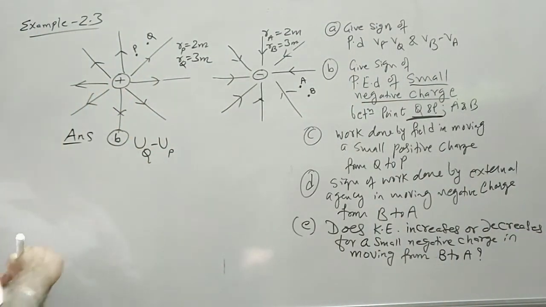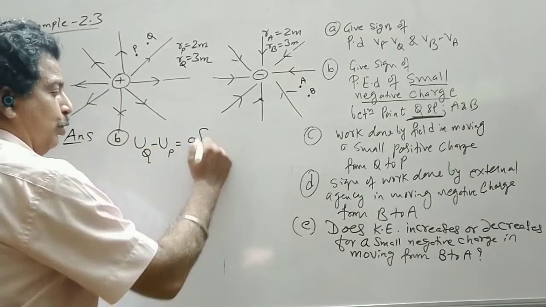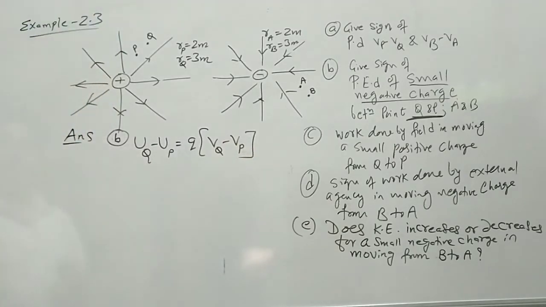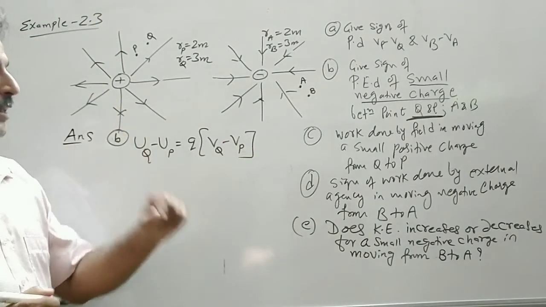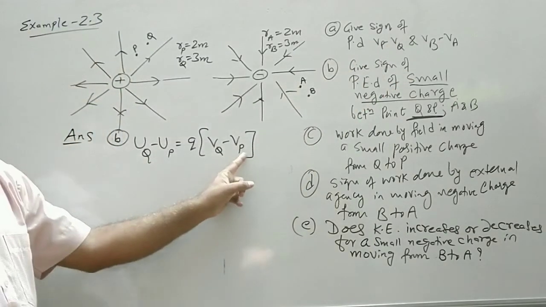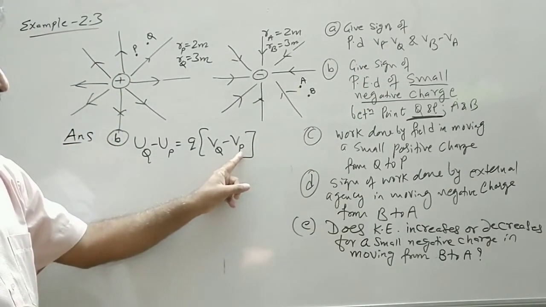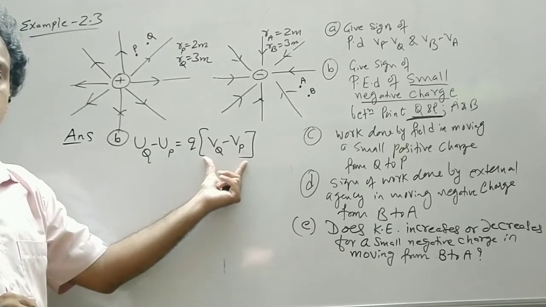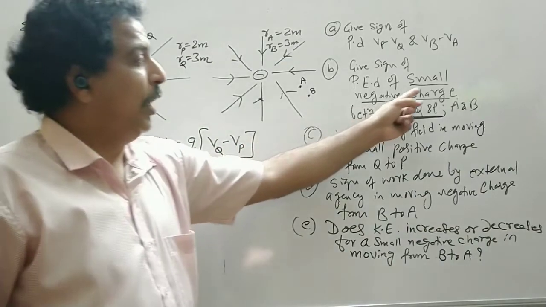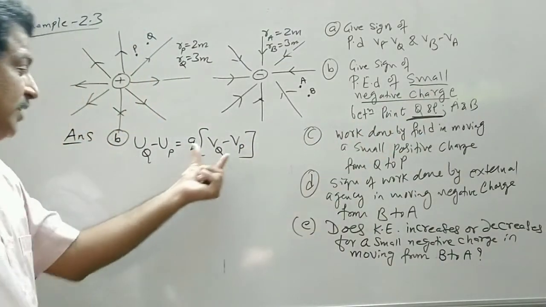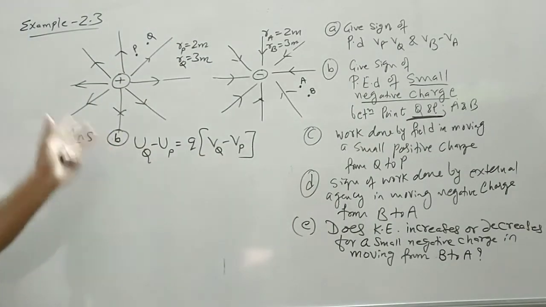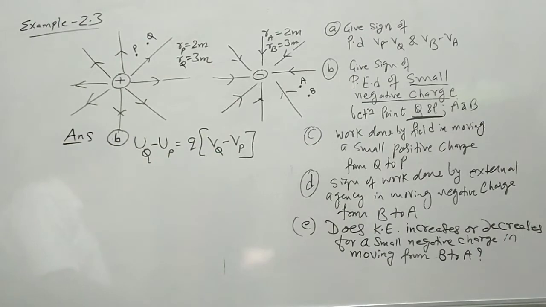Now we know the formula for this: UQ minus UP is equal to q times VQ minus VP. Now we know that in the first case, VP was greater than VQ, which means this term is negative. But at the same time, your test charge is negative. So this negative becomes positive. So UQ will be greater than UP.